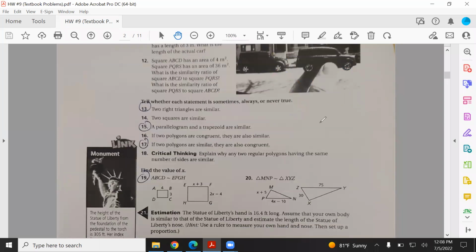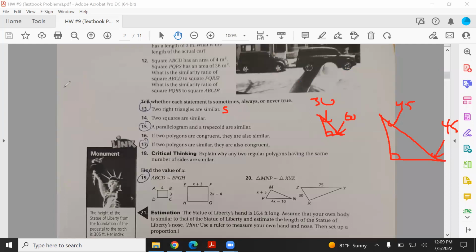For number 13, are right triangles always going to be similar? No, right? Because that could be like 45, 45. That could be like 30, 60. There's no guarantee. But it could be. I can make a bigger triangle that's 30 and 60. So that's going to be sometimes. I'll put S for sometimes.